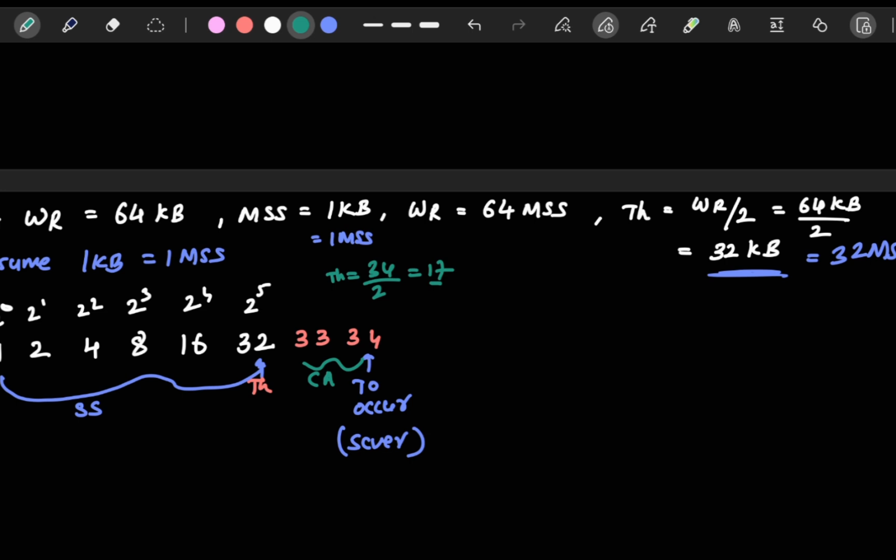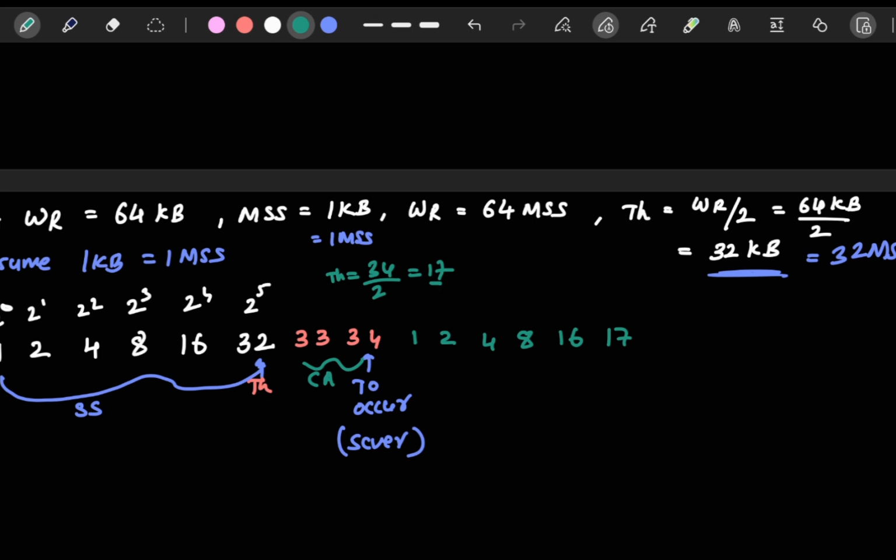Slow start phase means it will start with 1 MSS itself, then 2, exponential growth, then 4, then 8, until it reaches the new threshold. Then 8, 16. Now after reaching 16, according to the slow start phase, we have to go to 32, exponential growth, right? But we will not go to 32. We will send only 17 segments because we have reached our threshold. So don't write 32 here. It will be 17 because our threshold was 17.